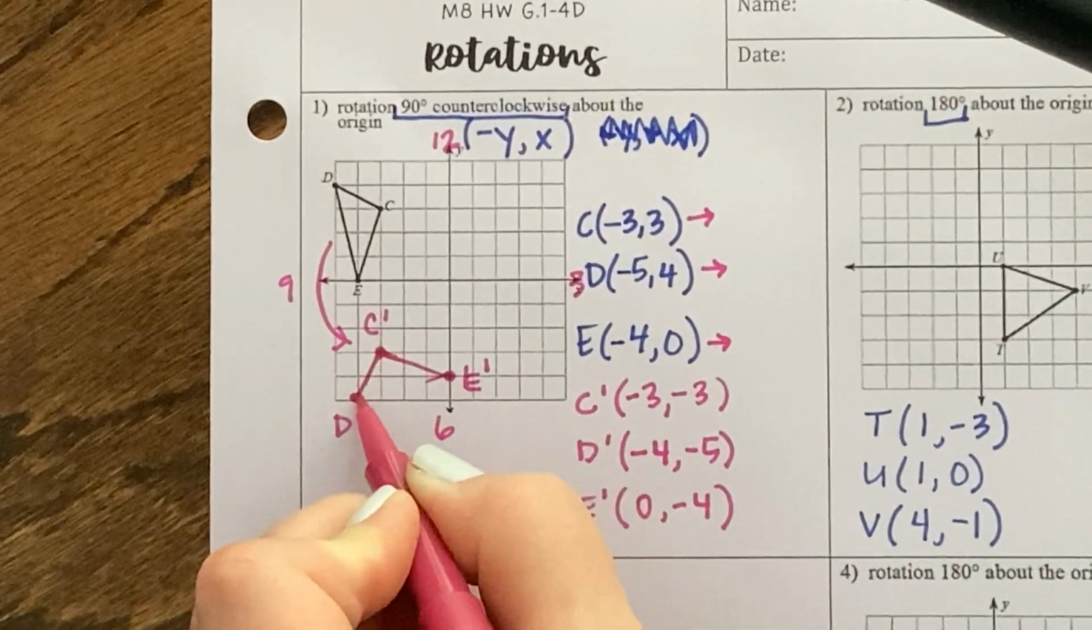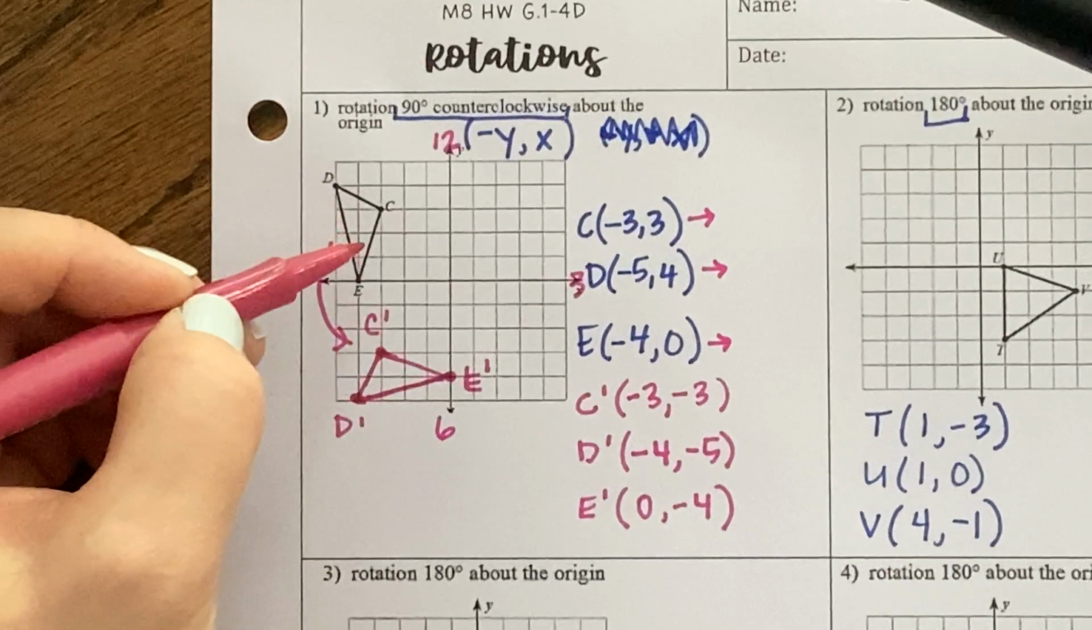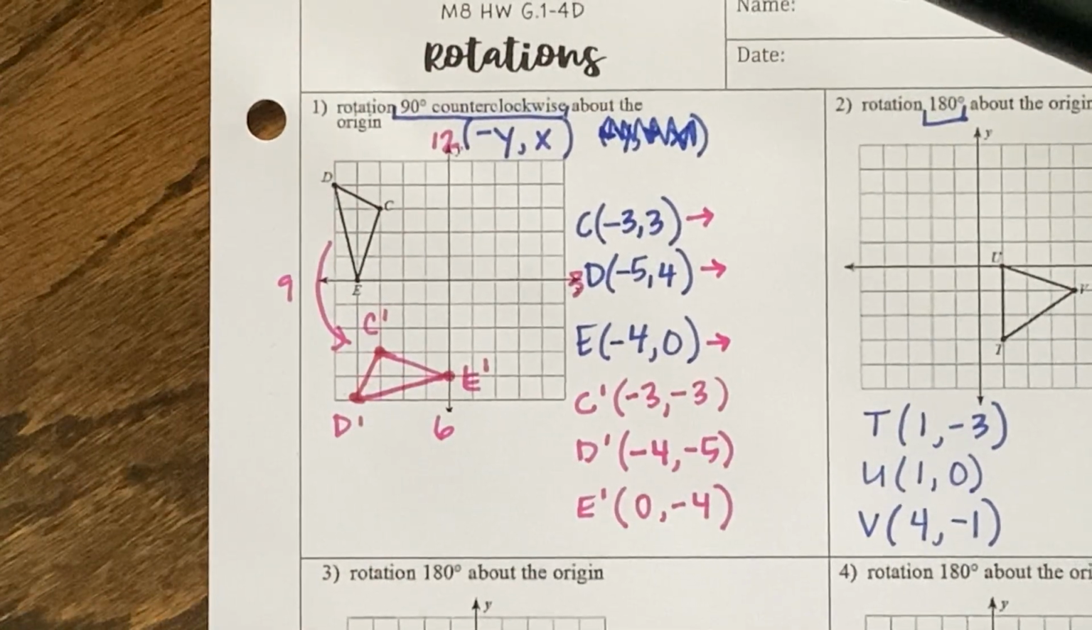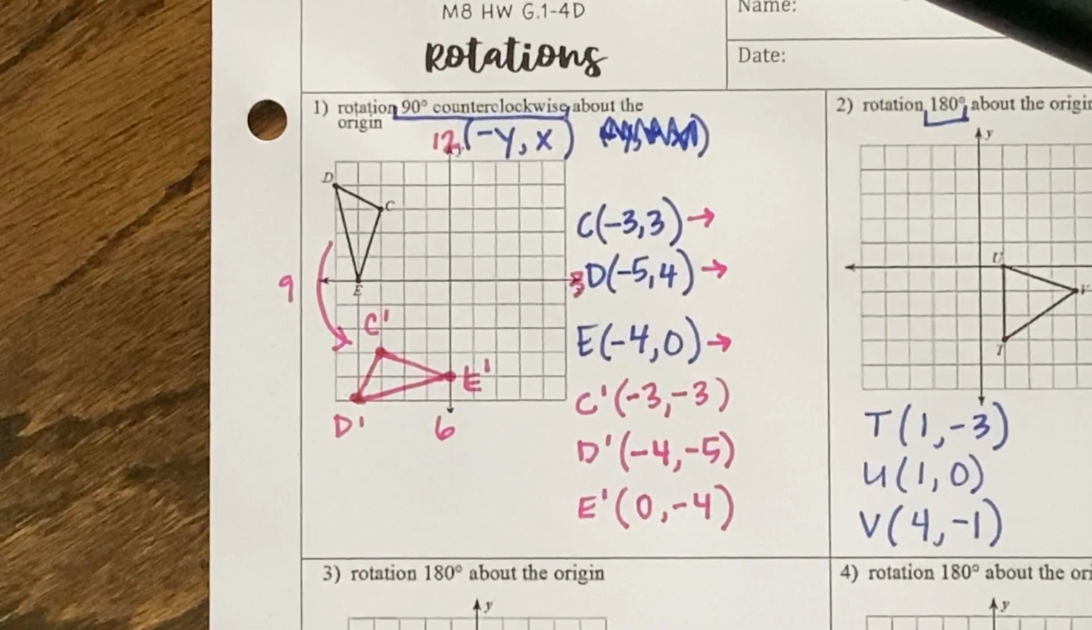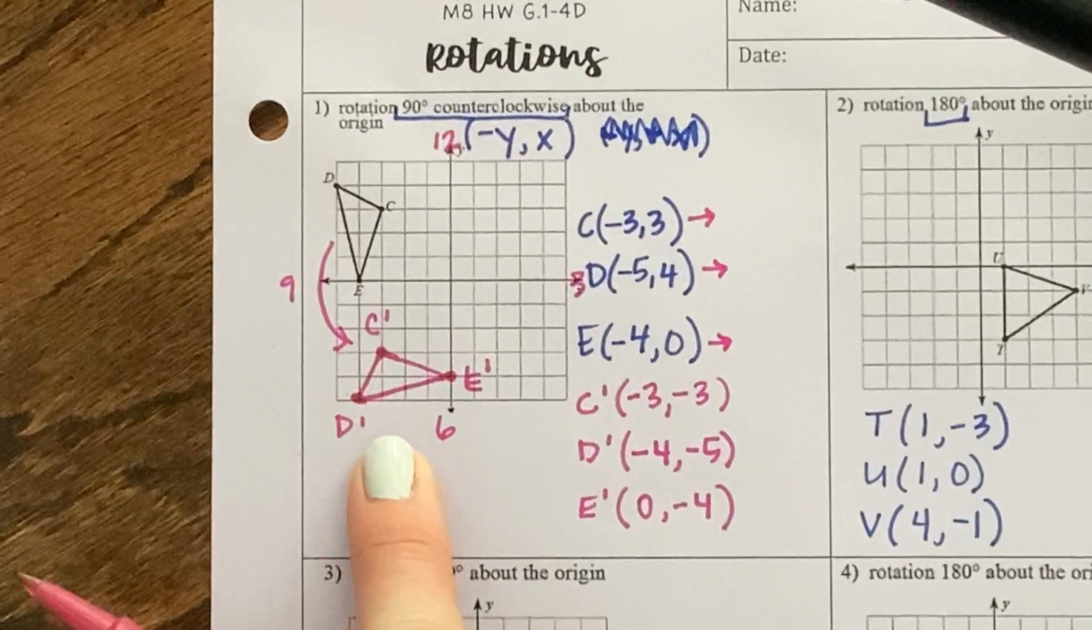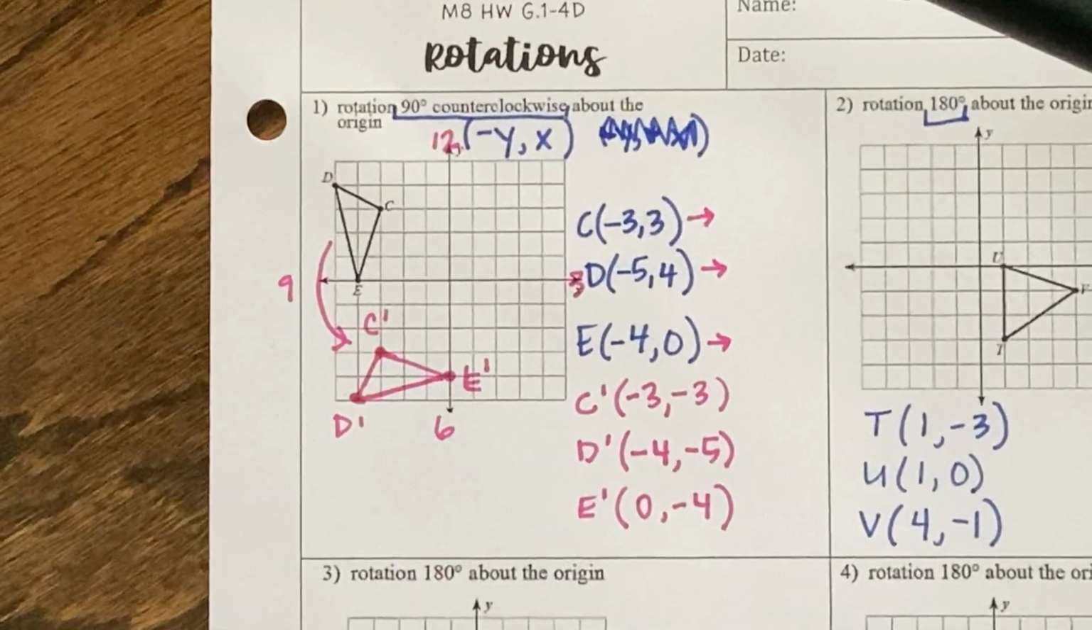The orientation is even the same because it goes C, D, E, C prime, D prime, E prime, but we turned it 90 degrees clockwise. I'm going to help you with 180 degrees and 90 degrees. No, just kidding. We did 90 degrees counterclockwise. I'm going to help you with a 180-degree example.